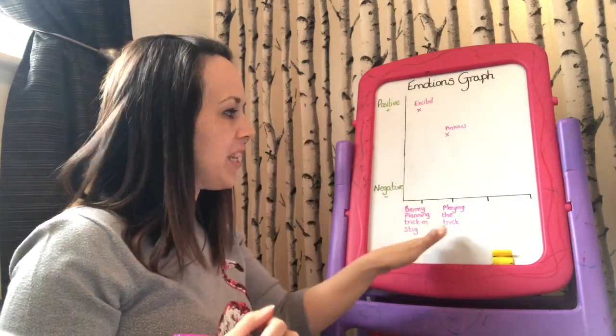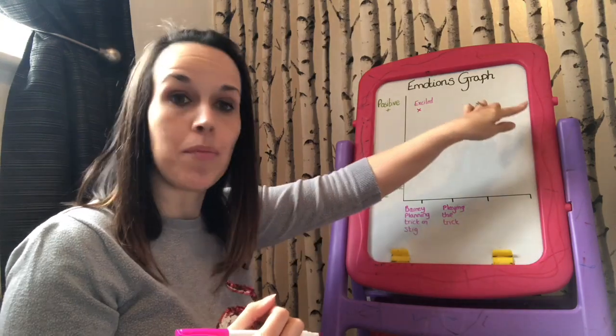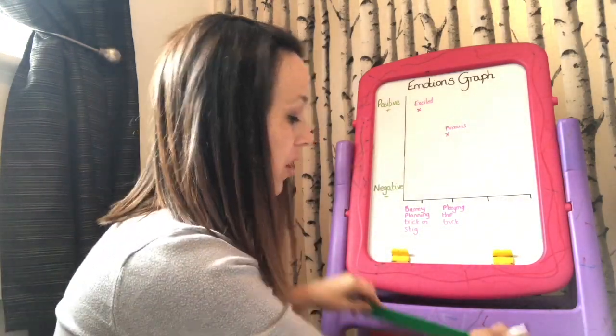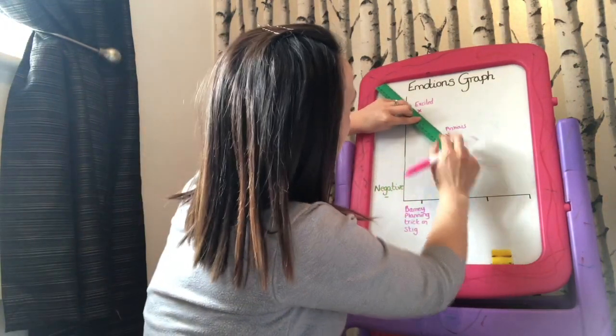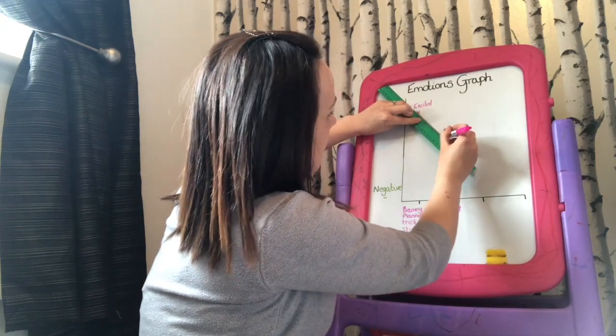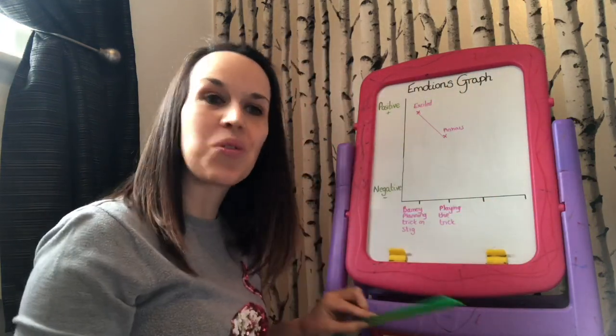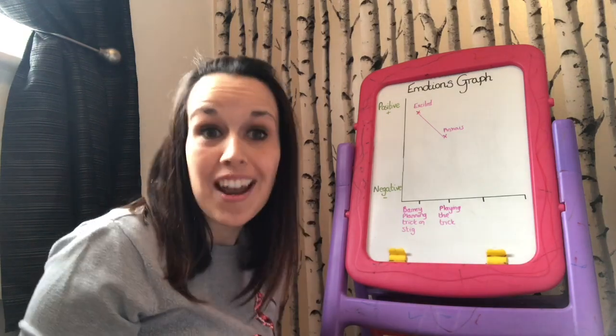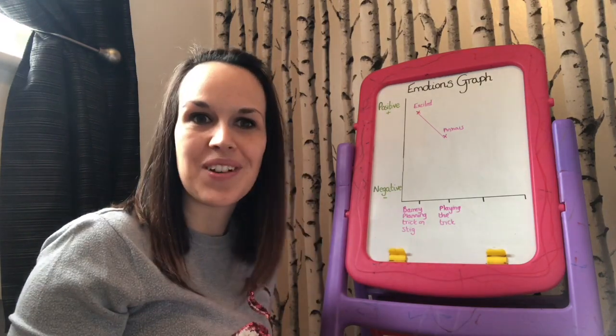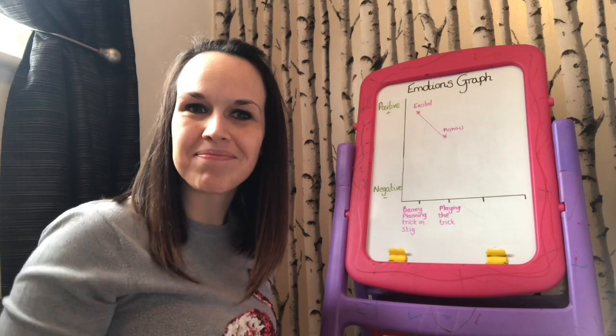Once you've picked out all these key events and you've plotted the different emotions, what we'd like you to do is to use your ruler and to join up the points to create your emotion graph. Now I cannot wait to see what your graphs look like, so good luck with that.